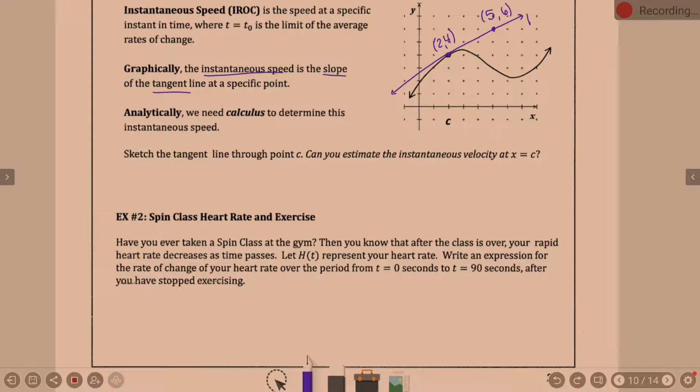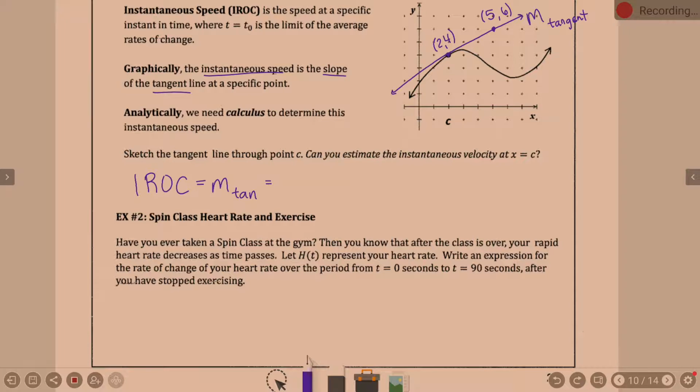This time, instead of talking about the slope of the secant line, we're going to be talking about the slope of the tangent line. Sketch the tangent line through point C. Can you estimate the instantaneous velocity at x equals c? Well, we can estimate. We can do slope here. When we talk about our instantaneous rate of change, we're doing the slope of the tangent line.